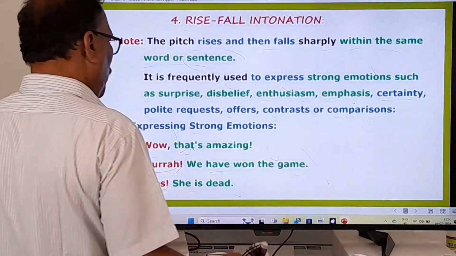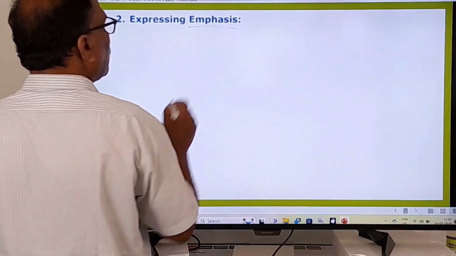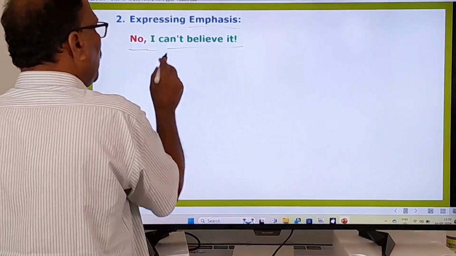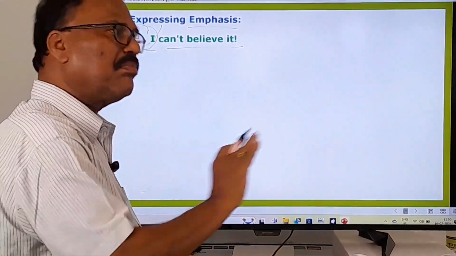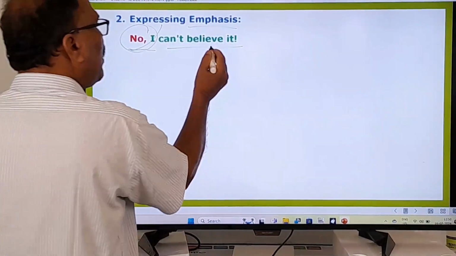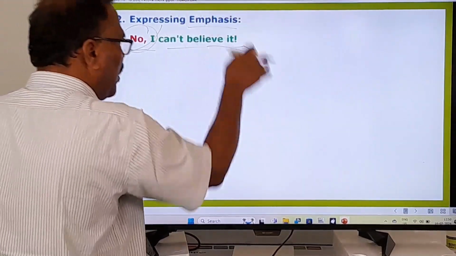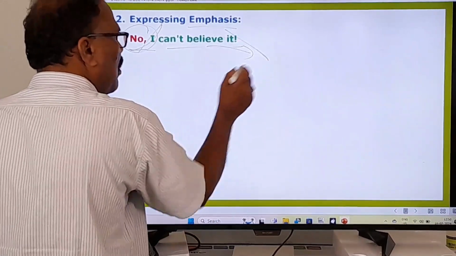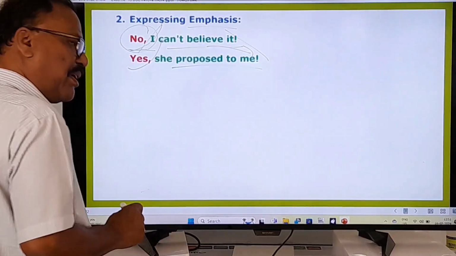And now we go to other rules. Expressing emphasis. What is that emphasis? When you say this no, how do you say? No. Rising tone. I can't believe it. No, you are emphasizing. No. I can't believe it. So here it is going up, it is going down. So rise-fall intonation. Yes, she proposed to me.